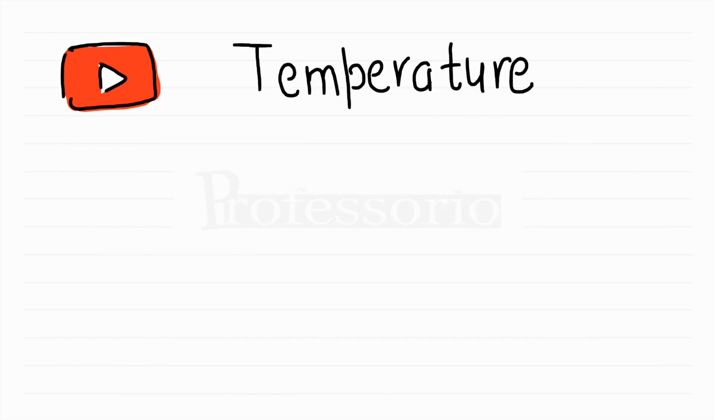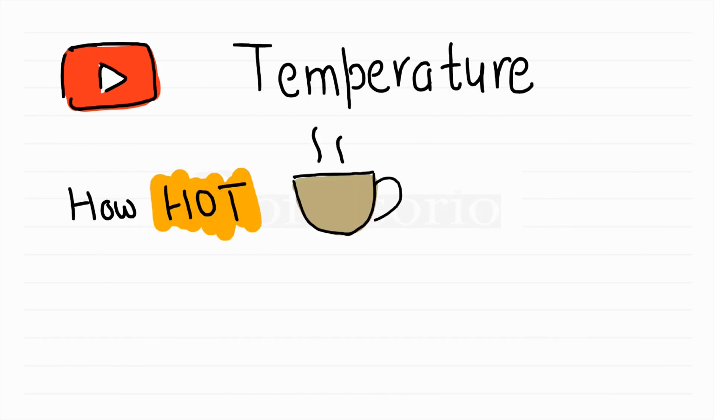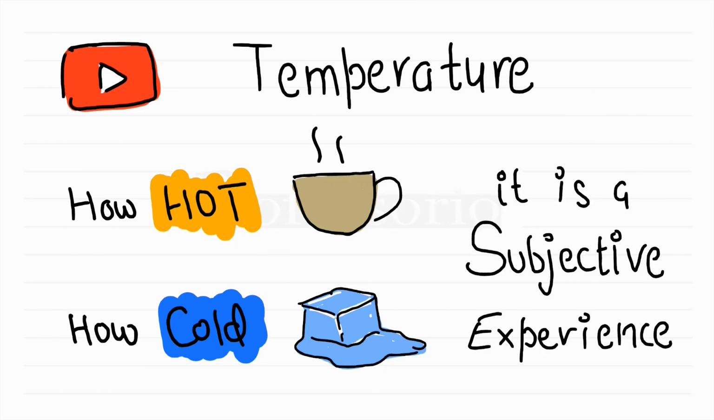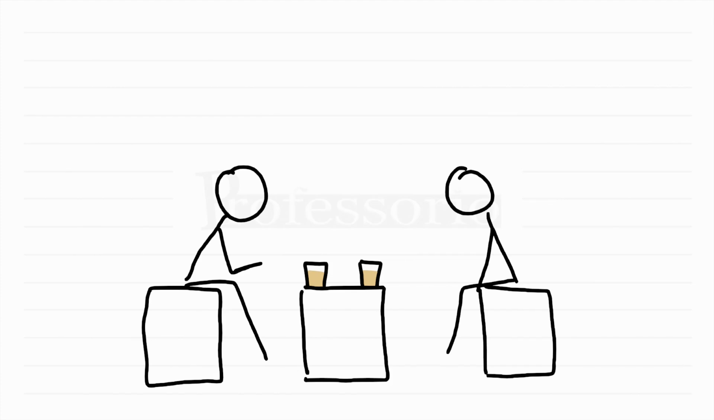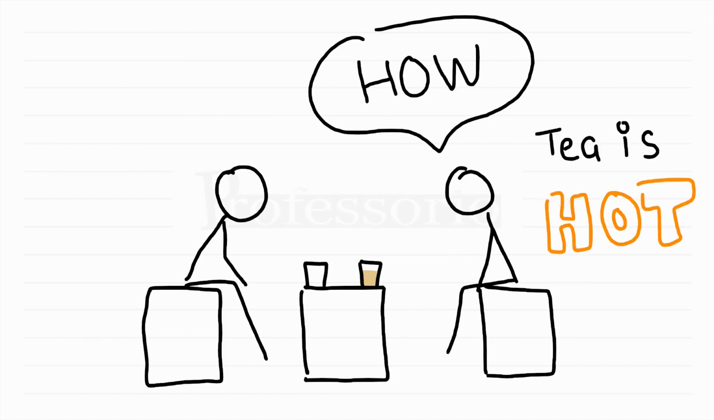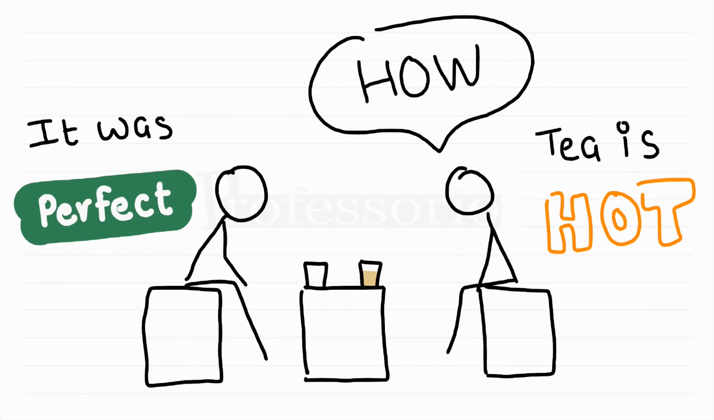In our previous video, we learned that temperature is a measure of how hot or how cold something is. But hot and cold are very subjective experiences. You probably have a friend who drinks tea as soon as it arrives, while you sit there thinking, how can anyone drink something that hot? The same tea is hot for you, but perfect for your friend.